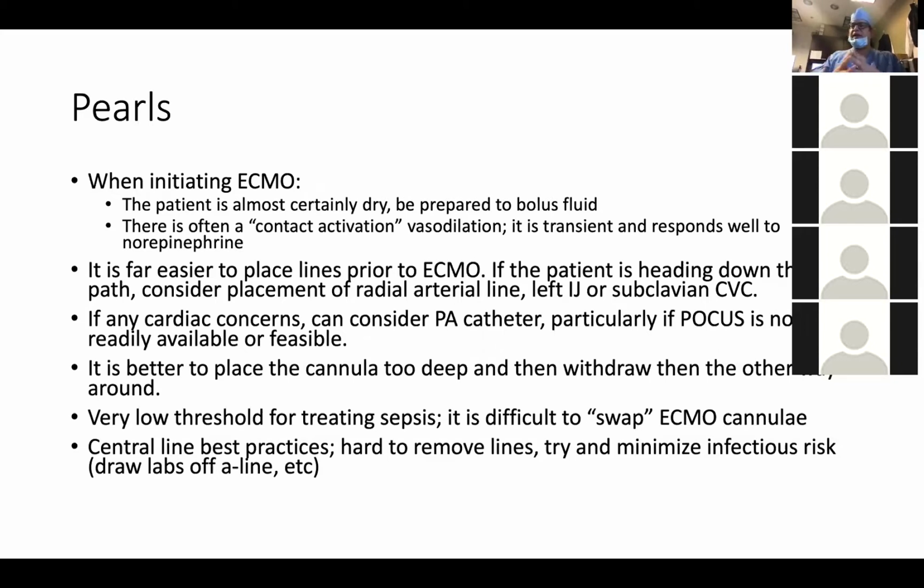It's better to place the cannula too deep and withdraw them the other way around, just like any other line, right? It's safe to pull back, hard to push in. Low threshold for treating sepsis. We can't really swap the cannula or the central lines. So again, best practices lines, try to avoid drawing any labs off the central lines. Just use your A line, minimize connections and changes. And then any concerns, broad spectrum antibiotics, because you're not going to be able to come off these lines very quickly. It's a huge dog and pony show for someone who's VV ECMO dependent to recannulate them on a new circuit.